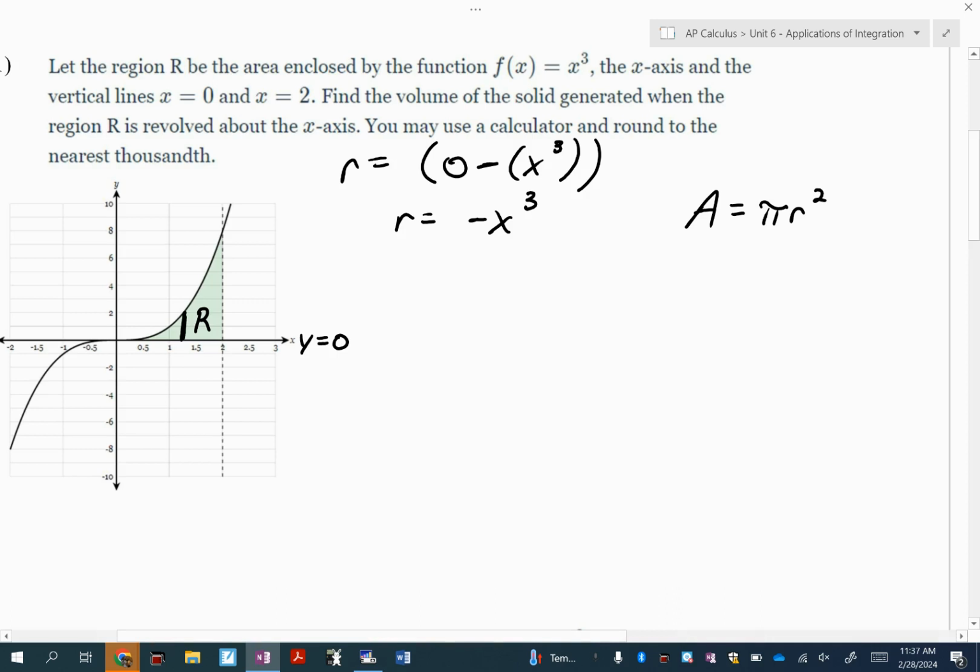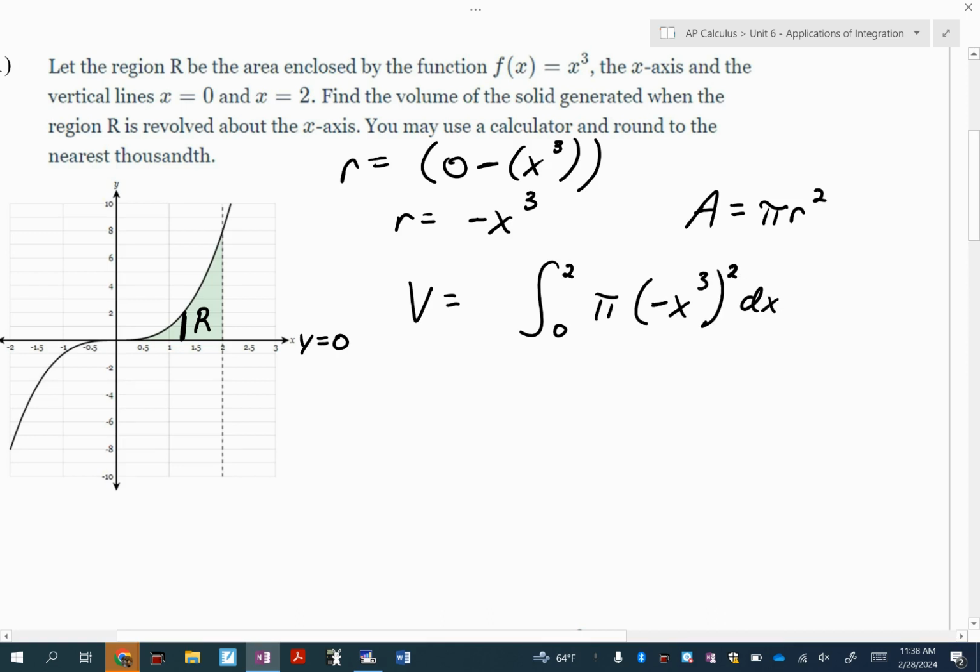And we are going to integrate this area to find the volume. I'm going to repeat that. We're going to integrate this area to find the volume. So what you're going to do to find the volume is write down the integral. What are my limits of integration? 0 to 2. All right. And I'm going to write down pi times my radius squared.